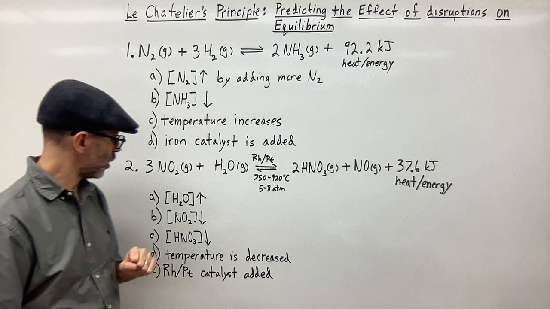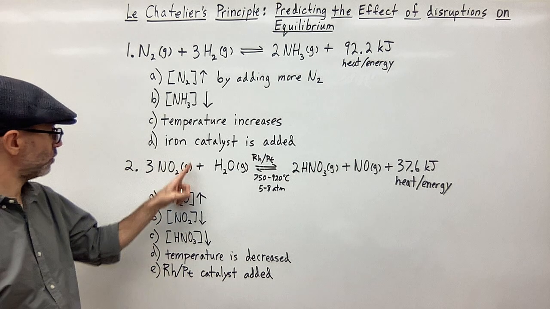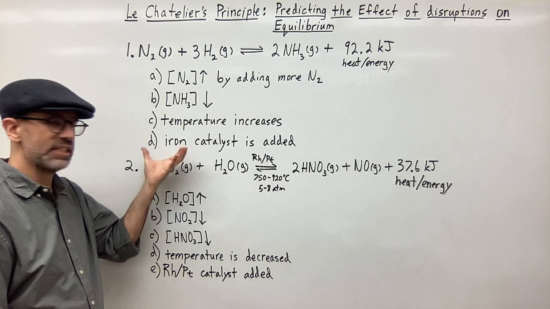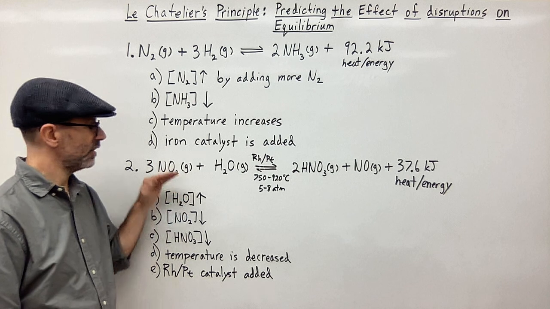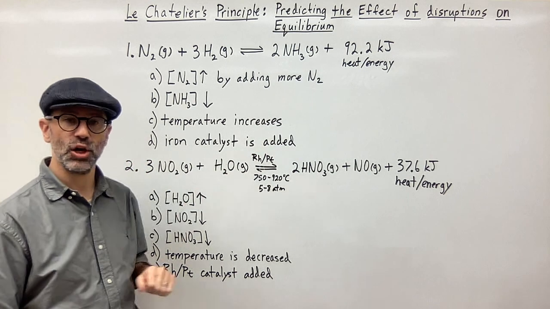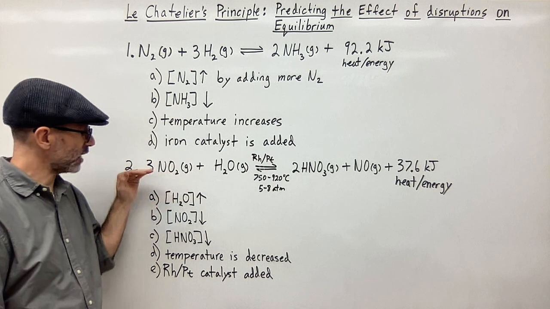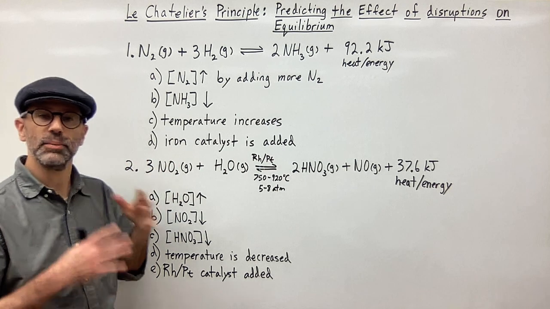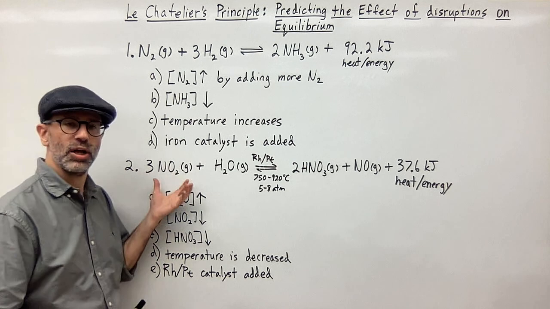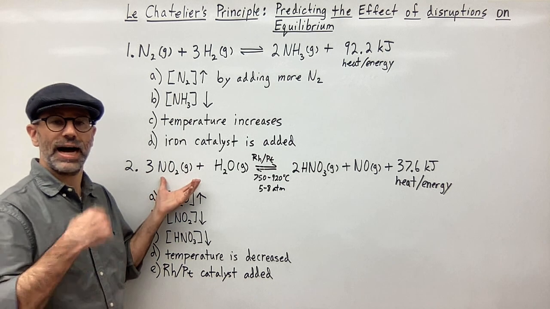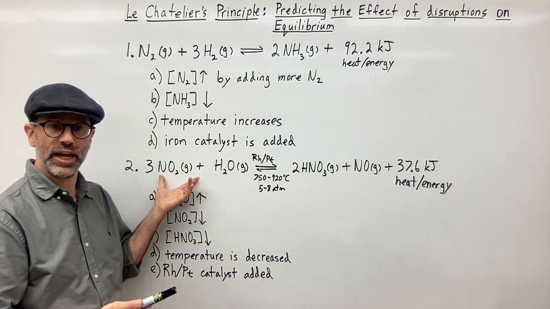For B, we have NO2 concentration going down. So here we have NO2. Again, that's a reactant, and we're decreasing the reactant. So by decreasing the reactant, that's going to cause the forward reaction to go slower, right? Well, let me explain from Le Chatelier's principle first. So according to Le Chatelier's principle, the system is going to do the opposite of what you do to the system. It's going to undo your change that you put in.